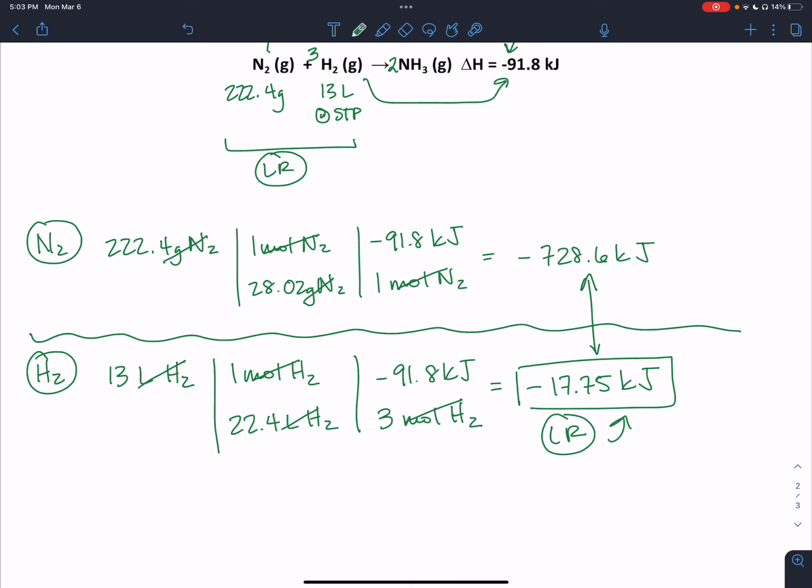Now, could you have determined limiting reactant based on ammonia, identify the limiting reactant and then determine energy? Sure, nothing wrong with that. It's just a couple extra steps. This is a little bit cleaner, so you can always go directly to or from energy in limiting reactant problems as well. All right, let me know if you have any questions.